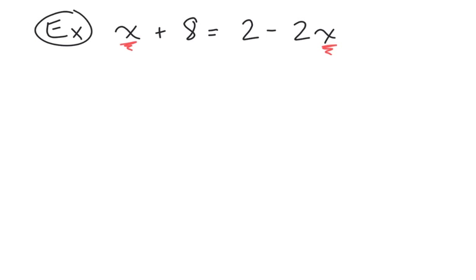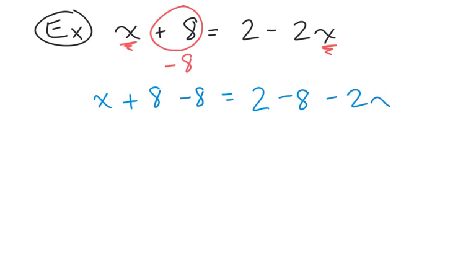If you look at the left side of the equation, you'll notice that x is stuck with this positive 8. We want to get rid of this positive 8. Positive 8 is really the same thing as plus 8, and the opposite of plus 8 is subtract 8. Therefore, we're going to subtract 8 from both sides of the equation. X plus 8 subtract 8 is equal to 2 subtract 8 subtract 2x.